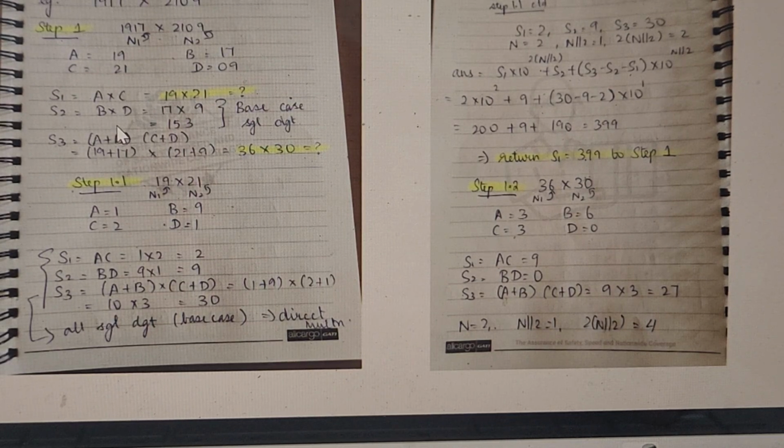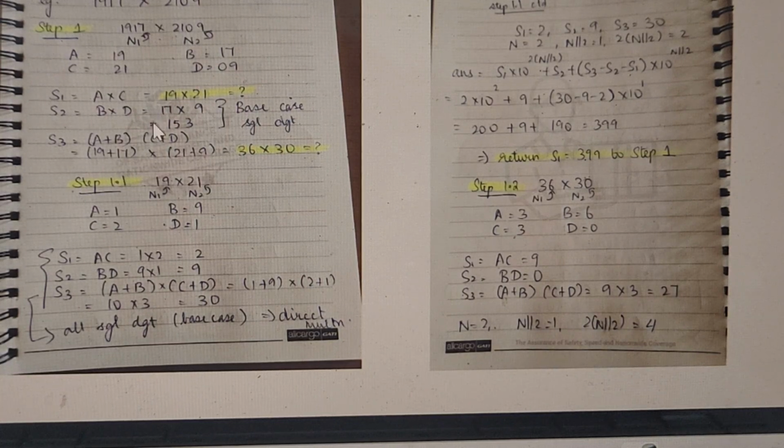So S2 is 153, we know it very well, but S1 and S3, as you can see, you do not have any single digit number, so you will have to go for another step recursively. So step 1.1, we will try to compute 19 into 21.